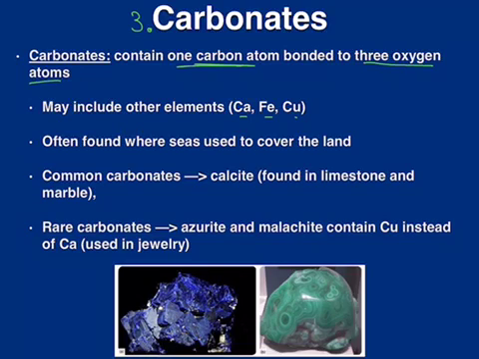And there are some actually very rare carbonates like azurite and malachite. And they contain copper instead of calcium. And so azurite is right here, malachite is right here. And because of the switch of using copper instead of calcium, we get these vibrant blues and greens to these minerals.